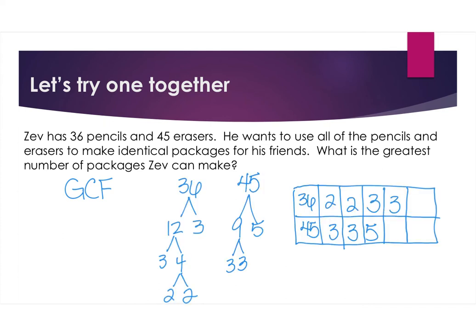Now we need to find the factors that are in common between the two. So I don't have any 2's in 45. However, I do have the 2 3's. So there's a factor in common. There's 1 3 and another 3. So my GCF here would be 3 times 3, which is 9. So he can make 9 packages for his friends.